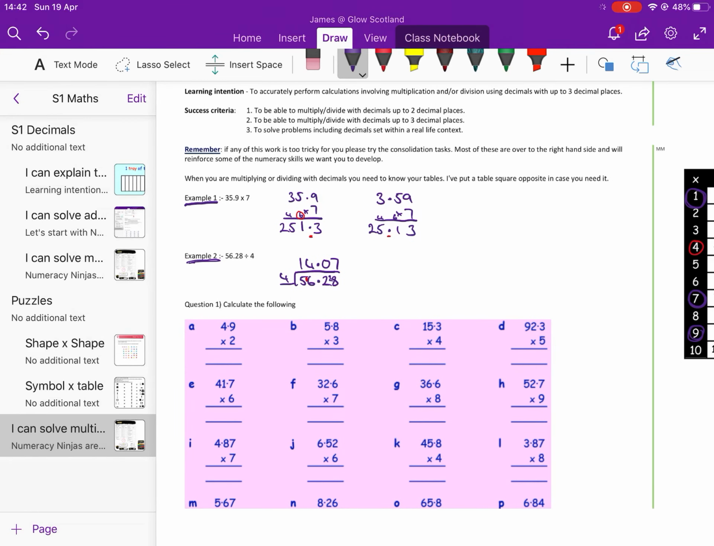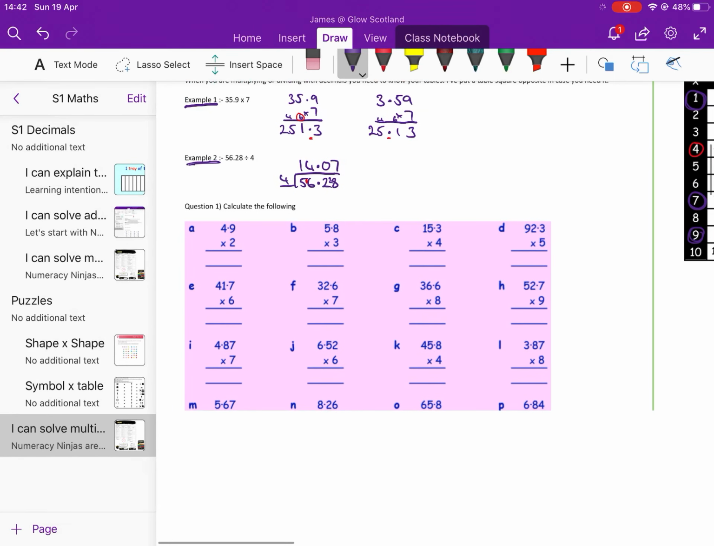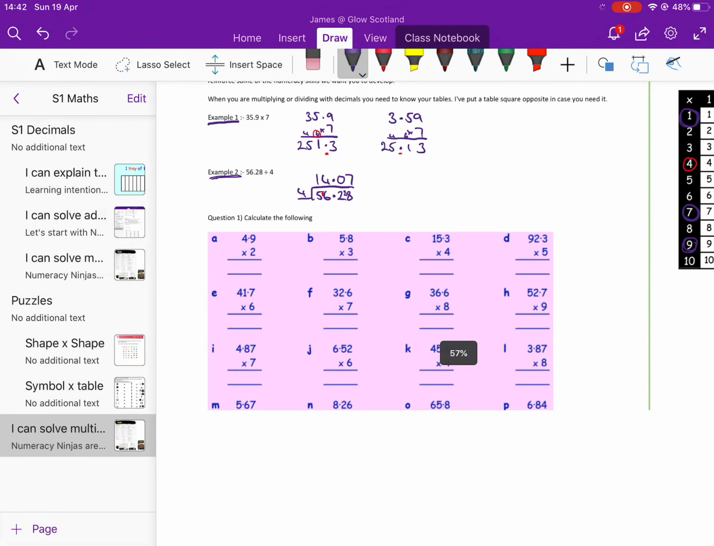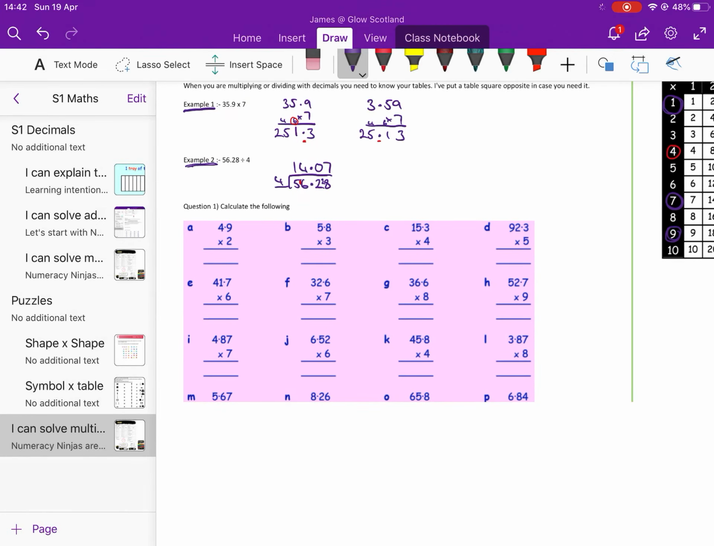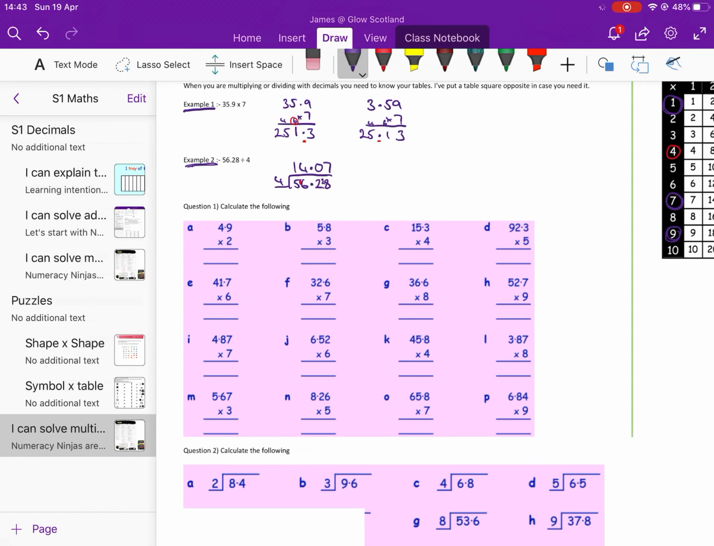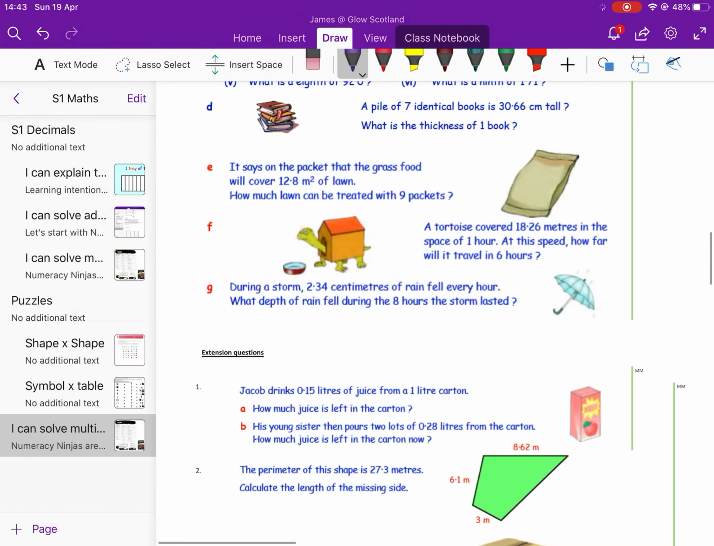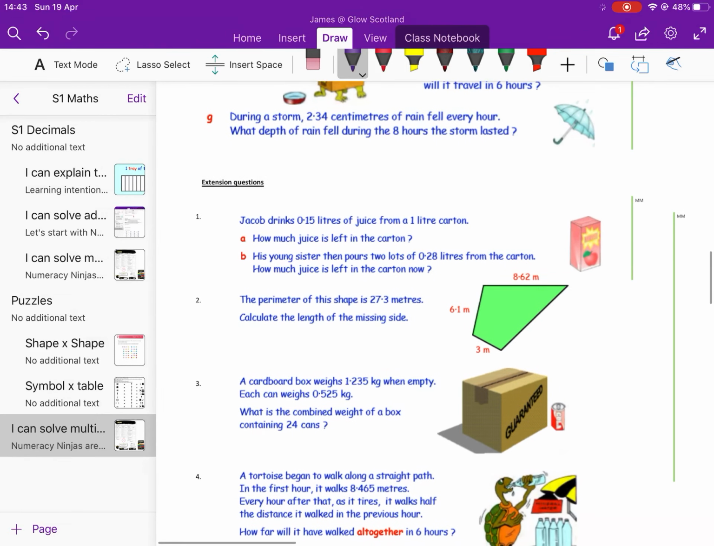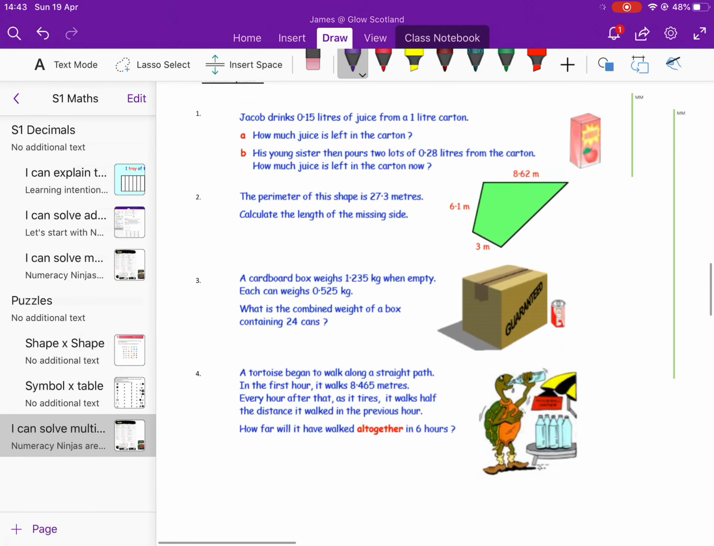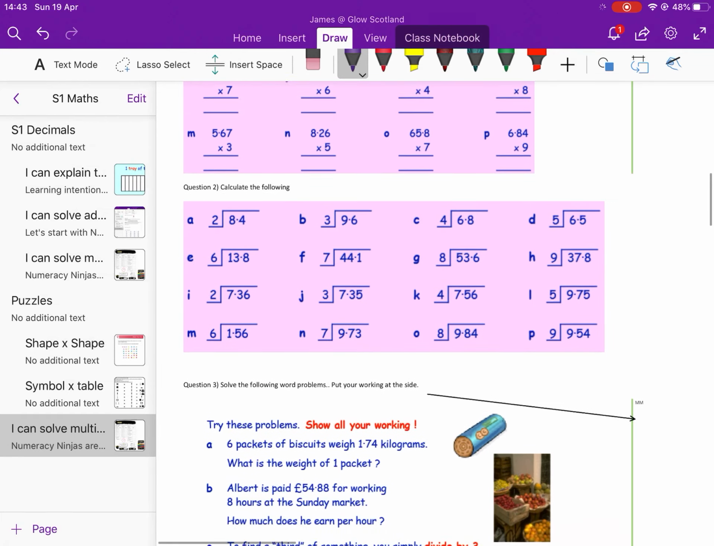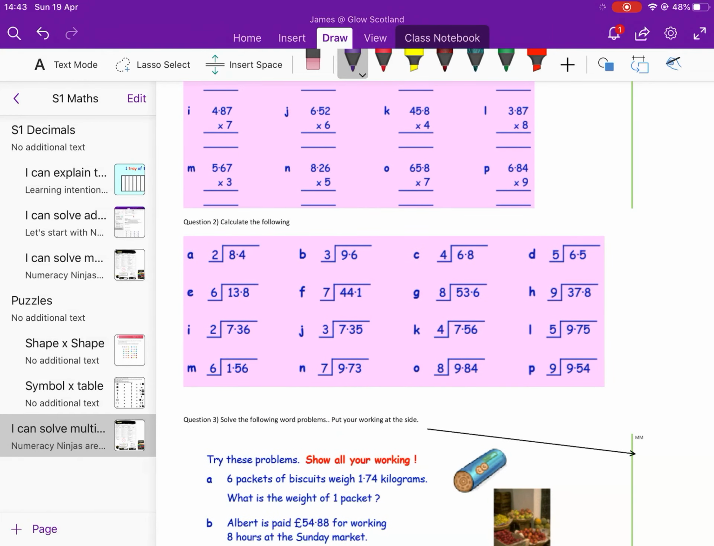So the first couple of questions we're going to use basically some practice on multiplying, and then there's some practice on dividing. After that comes the problem solving questions, where you're going to look at it in context, and then there's a few extension questions at the bottom which are a bit trickier, maybe a bit more thinking involved in some of that, for those of you that want a bit more of a challenge.